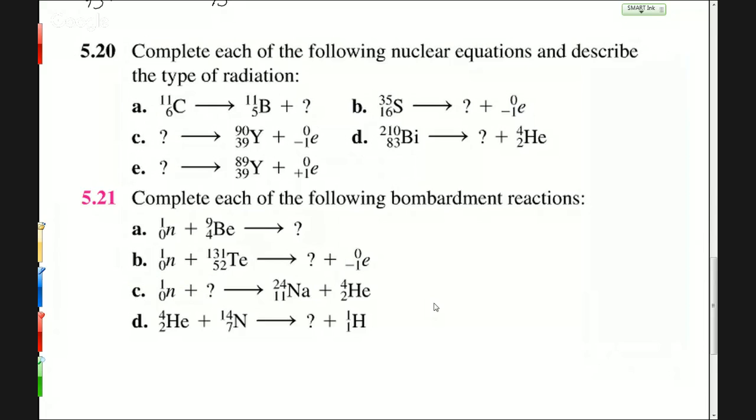All these last 4, for instance, in this 5.21, are these bombardment reactions. We didn't talk specifically about those, but that's just when one particle hits a nucleus and then forms something new. So again, those are different kinds of reactions, but if you just add up the numbers, you should be able to still complete them. So see if you can complete these 9 or so reactions. Don't worry about describing the types of radiation. We'll talk about that later, but see if you can complete these reactions as a review from Tuesday. And we'll go on from there.